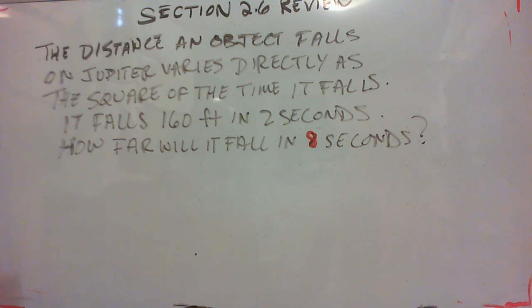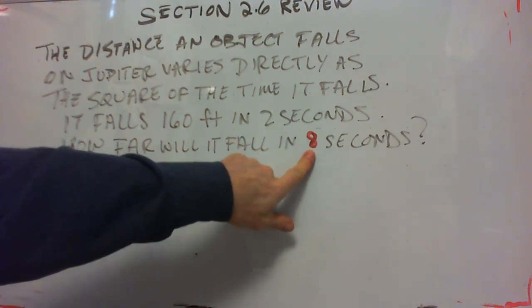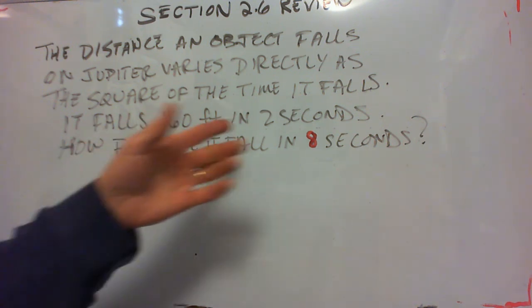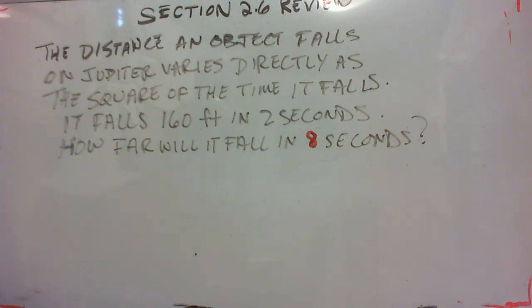Okay, the next problem I'm going to do is basically the same as number 7 in your homework. The only difference is instead of 4 seconds, 8 seconds. So the distance an object falls on Jupiter varies directly as the square of the time t it falls, just like on the Earth, except it's going to fall a little faster because there's a lot more gravity. It falls 160 feet in 2 seconds as opposed to only 64 feet on the Earth. So how far will it fall in 8 seconds?